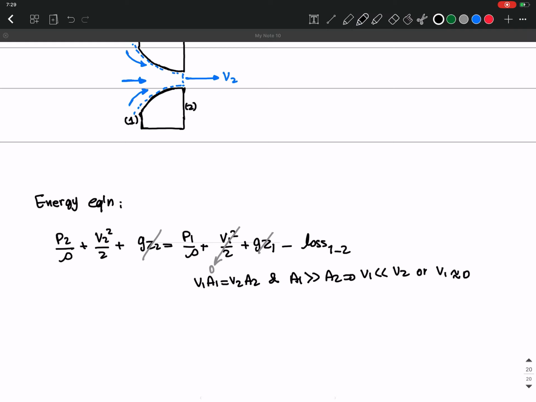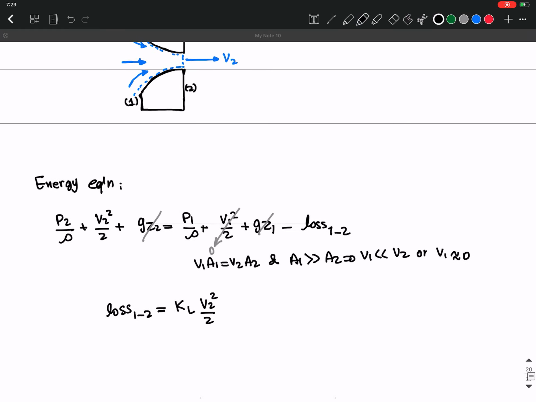So I can estimate the loss of this vent as a function of V2 square, which I call KL times V2 square over 2. Right, so you can assume P1 is also about 0, or they are small, or it doesn't matter even if they are there. So we can just define a loss coefficient here. And so this is going to be KL times V2 square over 2. And we call this the loss coefficient.